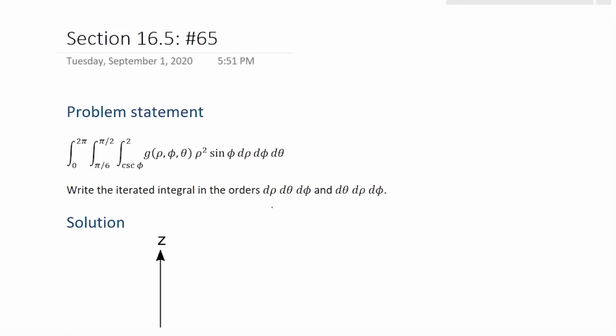Question 65 in 16.5, you are given an integral of some arbitrary function of rho, phi, and theta. This is, of course, spherical coordinate integration. You have the Jacobian already written, rho squared sine phi. The order is d rho, d phi, d theta. And you have the bounds given here. And you're asked to write the iterated integral in the orders d rho, d theta, d phi, and d theta, d rho, d phi. So let's do this.